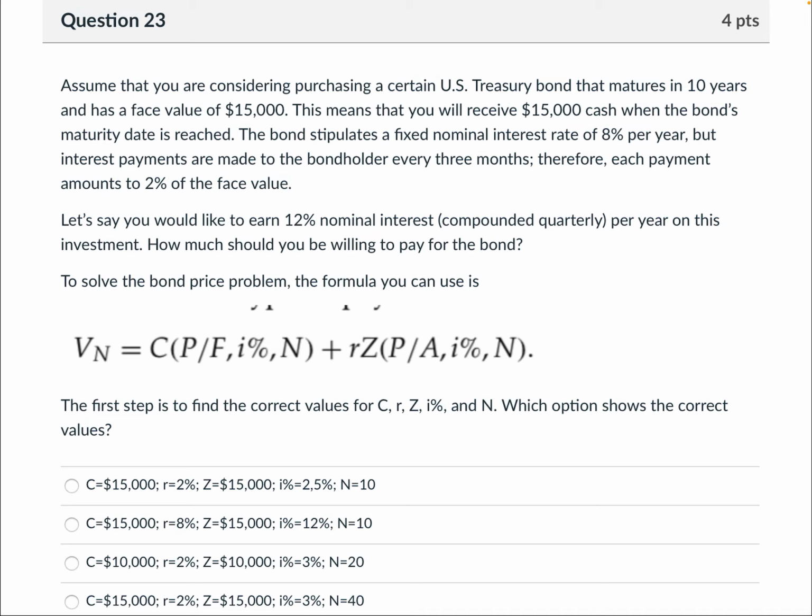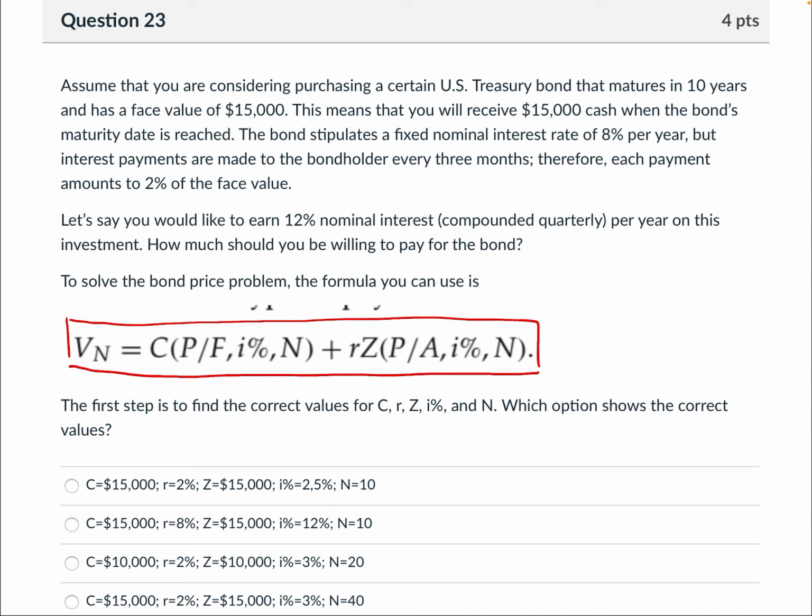All right, the next question is about the bond value. To calculate the bond price, we have a formula, straightforward, okay? Just use the formula, but you need to determine the right values for those letters, the C, the I, the N, the R, the Z, okay? So C is the redemption, which means that's the amount the bond company will give you at the end, okay? And usually C is the same as the face value.